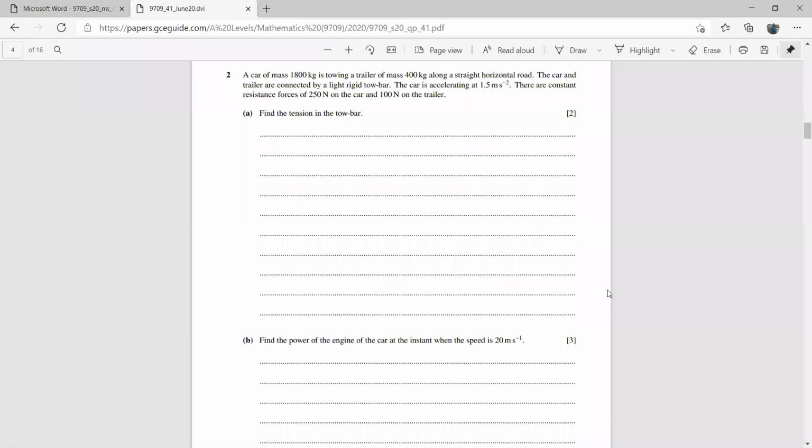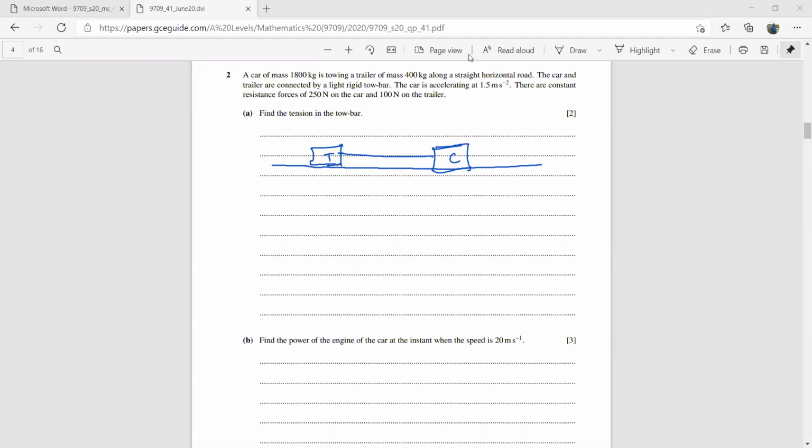Question number 2 is clearly about connected particles. It says a car of mass this is towing a trailer of this mass along a straight horizontal road. So we have a straight horizontal road like this. Here is the car, and here is the trailer. We give the masses.